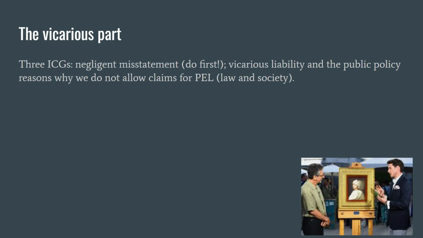So to answer this question, there are three parts. You would need to do negligent misstatement, which you would do first, as it is the tort, and then vicarious liability second, as it doesn't make any sense to start with vicarious liability because there's nothing to be liable for unless you have proved the tort first. And lastly, there is the 7-mark part about the public policy reasons why we don't allow claims for pure economic loss, which comes from the law and society part of the exam.